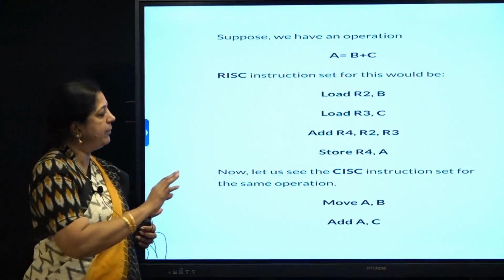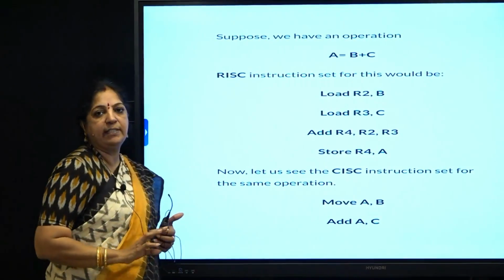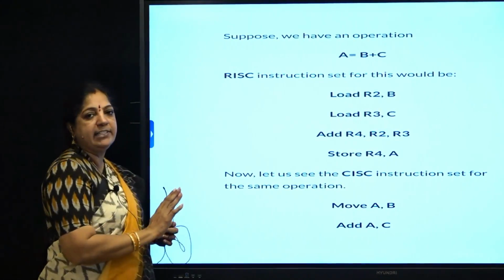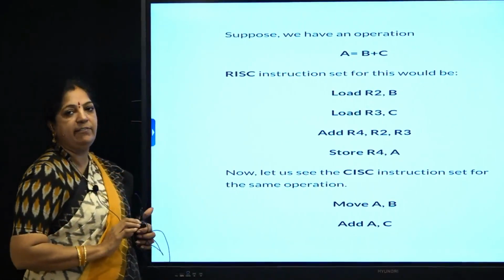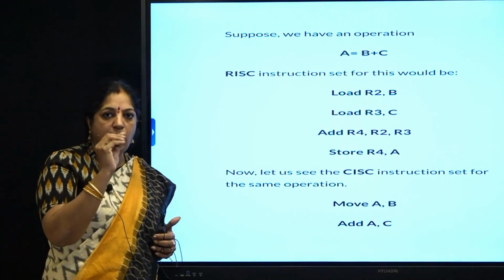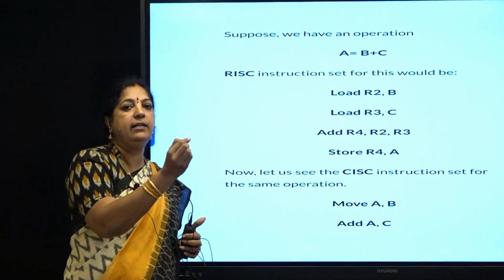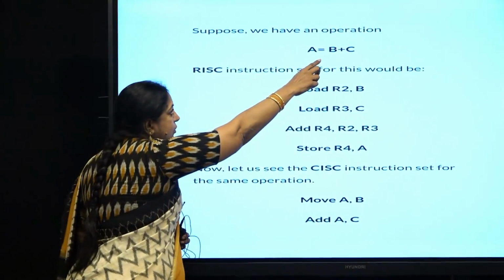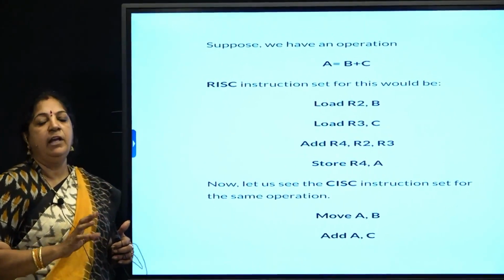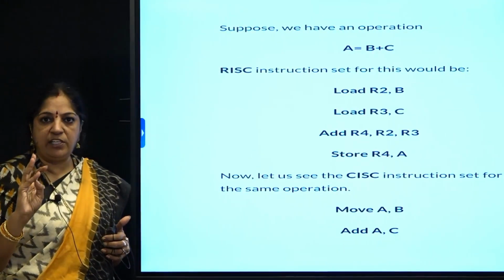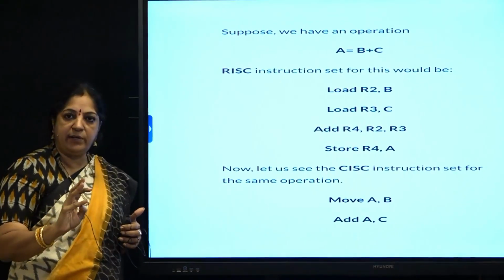Suppose we have an operation A is equal to B plus C. How is it given in RISC and how is it given in CISC? In RISC, as I told you, each and every small operation is given as an instruction. So here A is equal to B plus C, if you want to perform it, what are the steps that are required? First, the B value is to be taken and stored in some register.